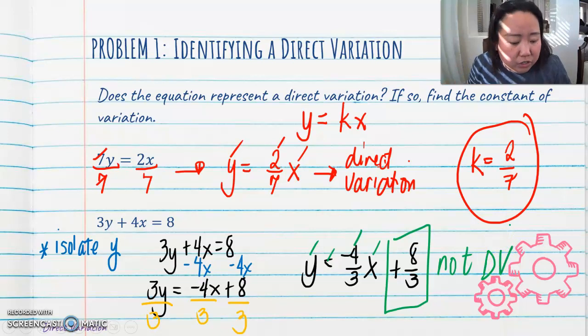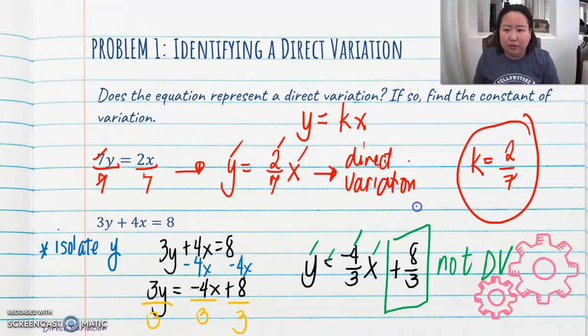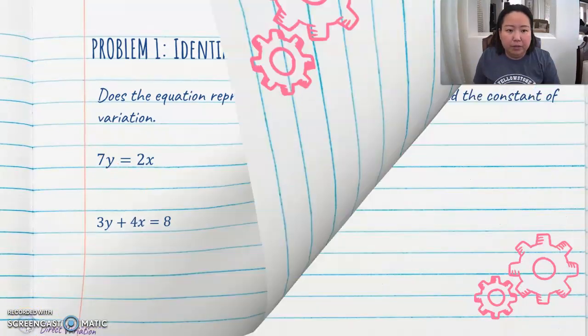Okay, so I'm using just DV as a shortcut here. All right, so just remember, direct variation, easy to remember. It's just always in the form y is equal to a certain number times x. All right, so let's have our next example.